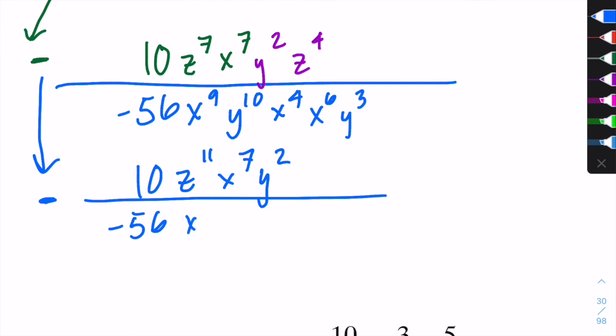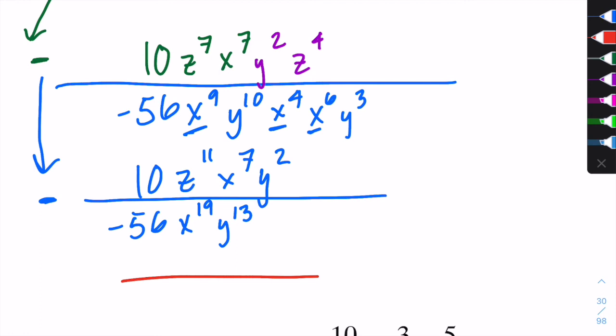I see x's in 3 places there. Careful, I missed the 1. X to the 9, 4, and 6, so that's x to the 19th there. Terrific, and y in 2 places, so y to the 13th. Okay, numerator is simplified, denominator is simplified, but there's some simplifying across the numerator and denominator.